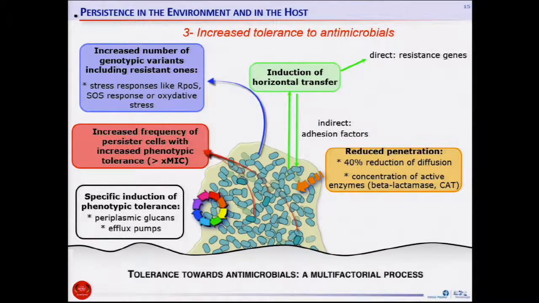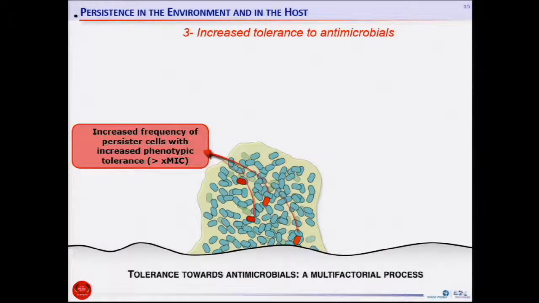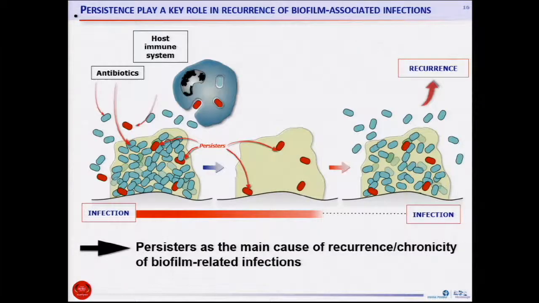One thing that is now super important in the biofilm field is that in this biofilm, there is an increased frequency of what is called persister cells. Persister cells are cells that are a bit specific, and I will give you just a little bit of information about those, but they are finally what we think are responsible for chronicity of disease.